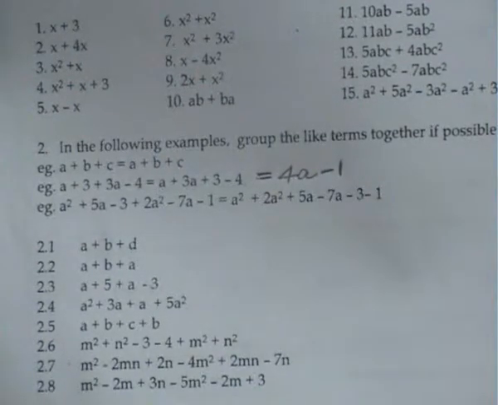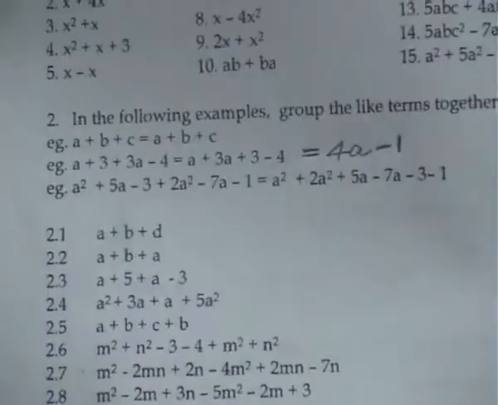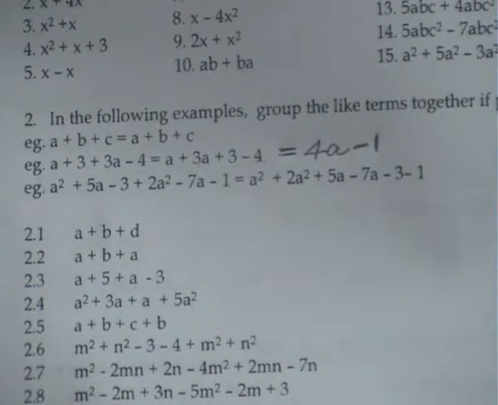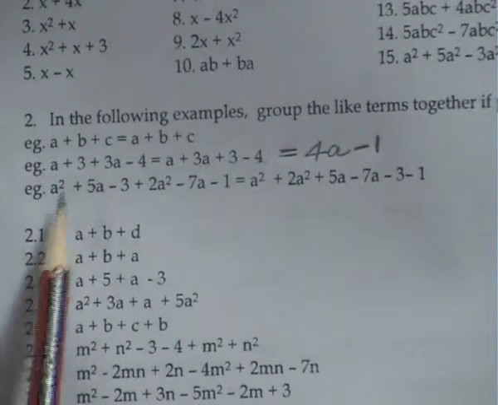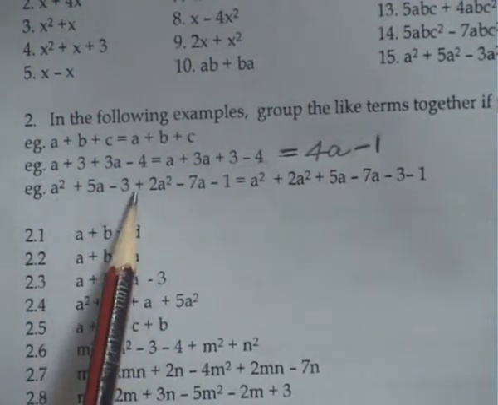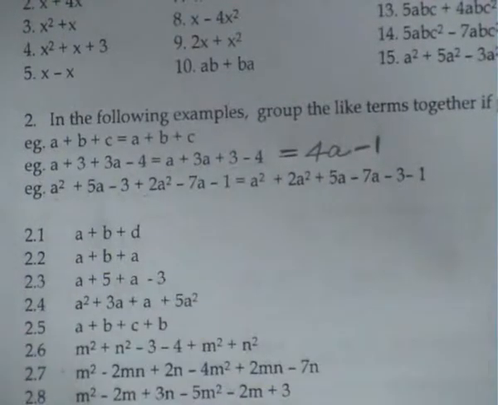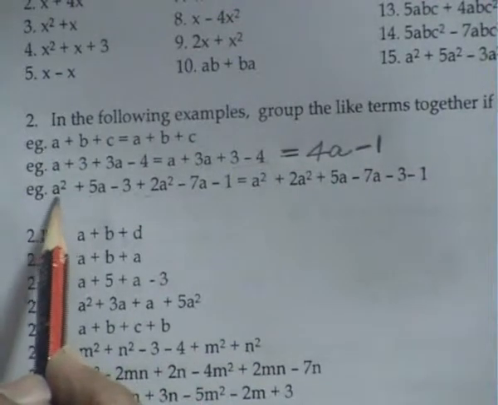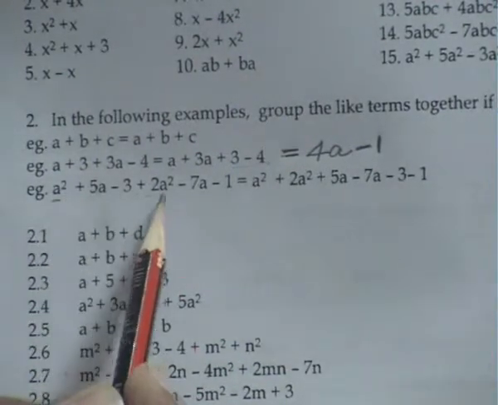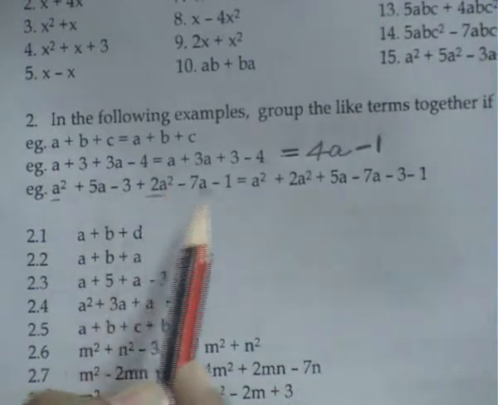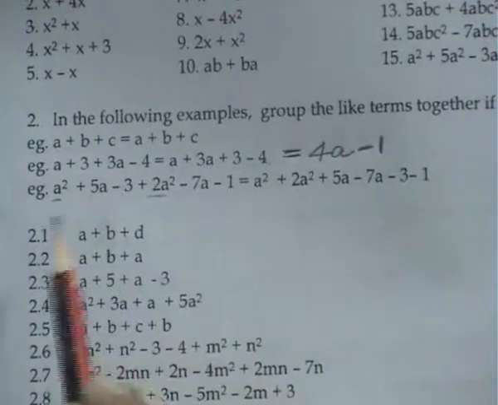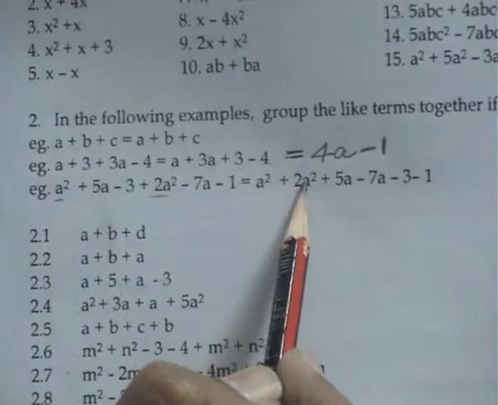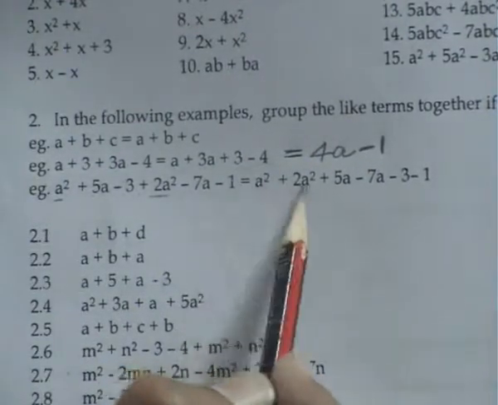Alright, let's look at another example. Alright, so if you look at this example, you got a squared plus 5a minus 3 plus 2a squared minus 7a minus 1. So, you group your like terms. You got an a squared here and you got a 2a squared there. So you write them together, a squared plus 2a squared. You write it with the sign plus 2a squared. So we brought the a squareds next to one another.